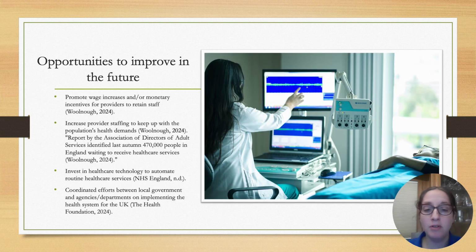Now, opportunities to improve in the future for the Beveridge model system in the UK is promoting wage increases or monetary incentives for providers to retain staff, according to WellKnow 2024. Also, increasing staffing to meet the population demands is very important, according to WellKnow 2024. There was a report by the Association of Directors of Adult Services identified last autumn 470,000 people waiting to be assessed and receive healthcare services in England, according to WellKnow 2024.